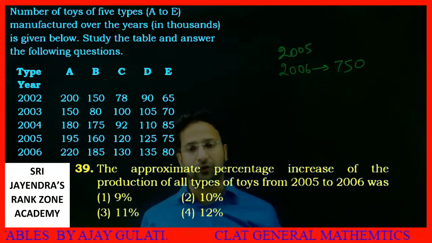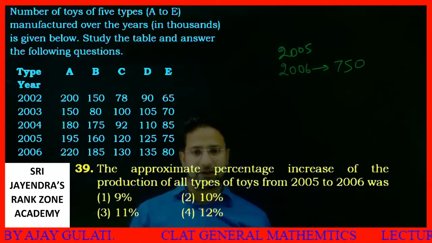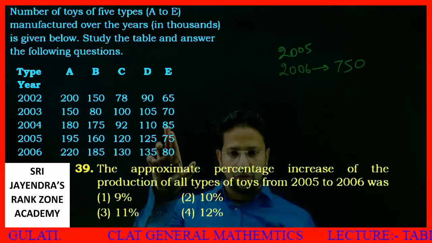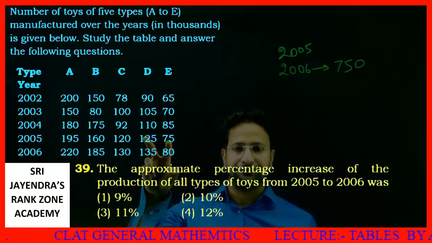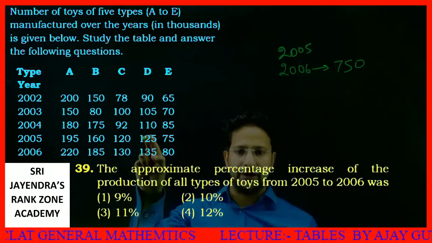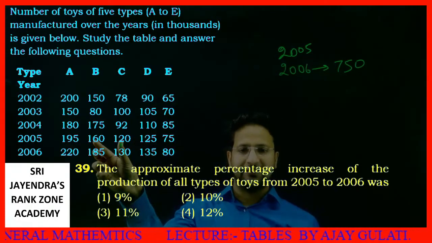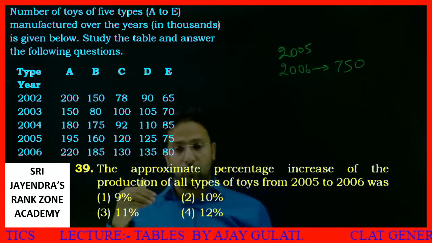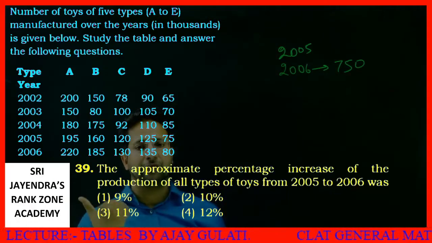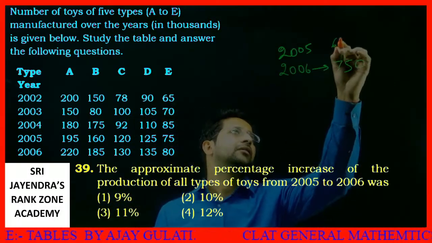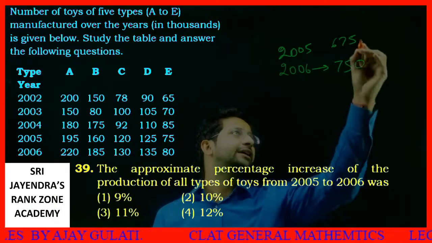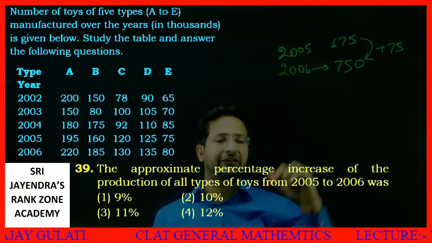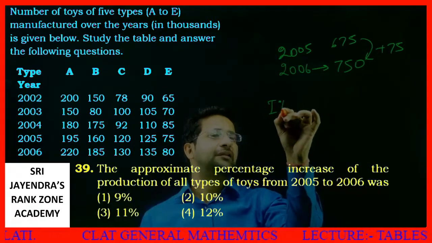Production, manufacturing of toys. Okay, 2005. What is the sum? How to add 125 and 75? 200. Then this is 160 plus 120, 280. 200 plus 280, 480. 480 plus 190, 5 will give me 675. So what is the increase? The increase is 75.